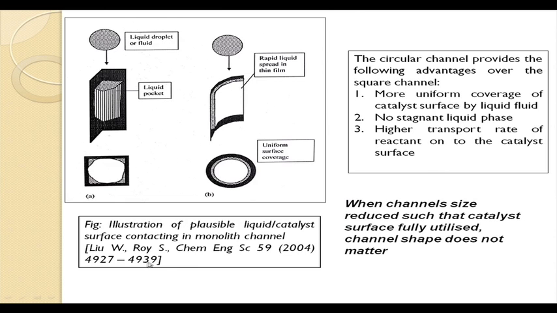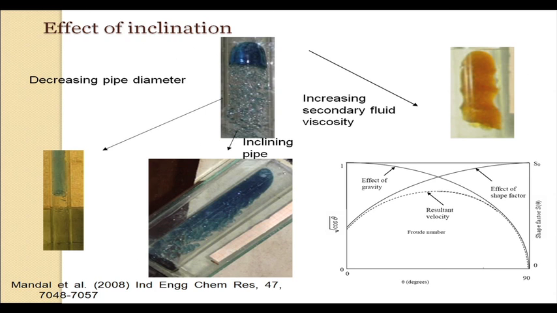But in these miniaturized systems, in the range in which the monolith reactors generally operate, between say 0.5 millimeters to 3 millimeters, the channel shape definitely matters a lot, as per the studies which have been performed by Liu and Roy. Well, now we go to the next part of our discussion regarding the effect of inclination.